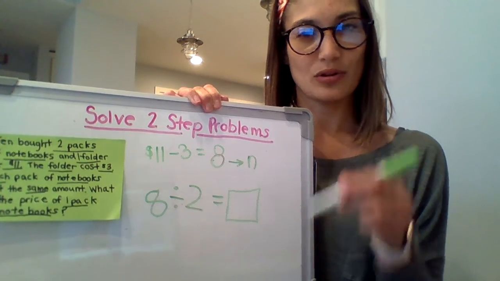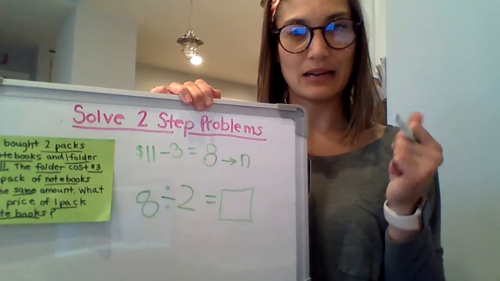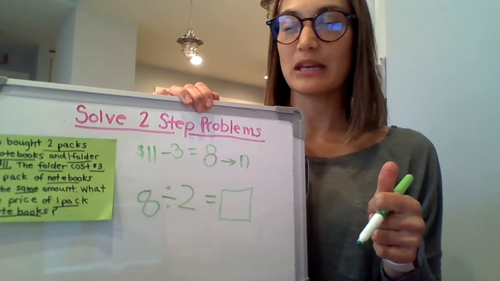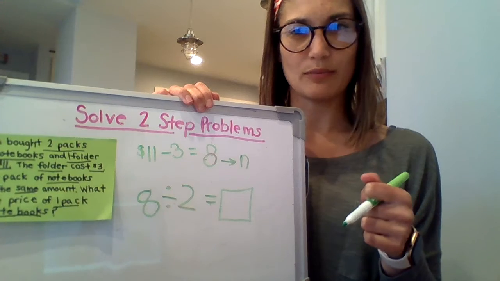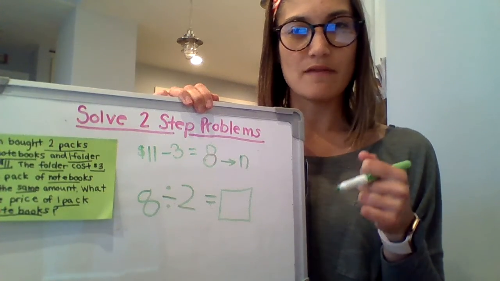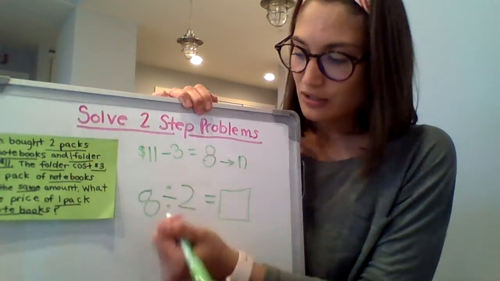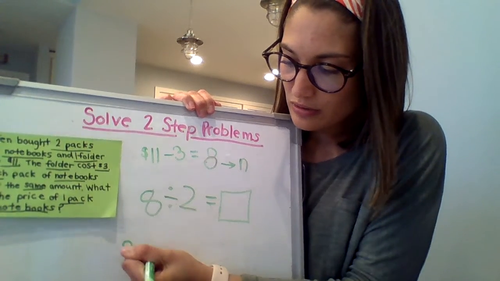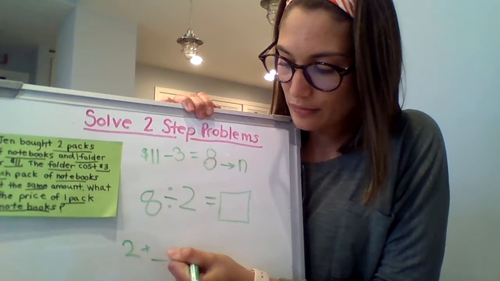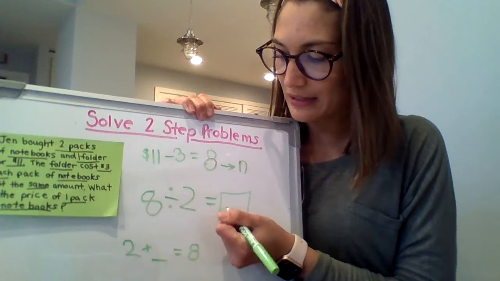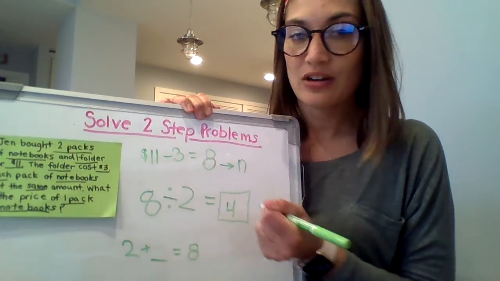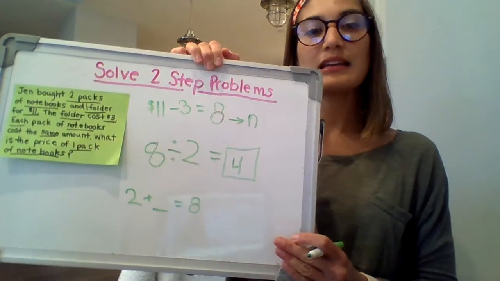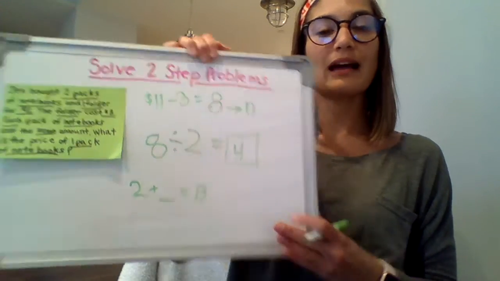Okay, so try and solve 8 divided by 2. For me, I'm going to use one of my strategies of using a related fact. So I'm going to think, 2 times what equals 8? Oh, I know, it's 4. So my answer would be the price of one pack of notebooks is $4.